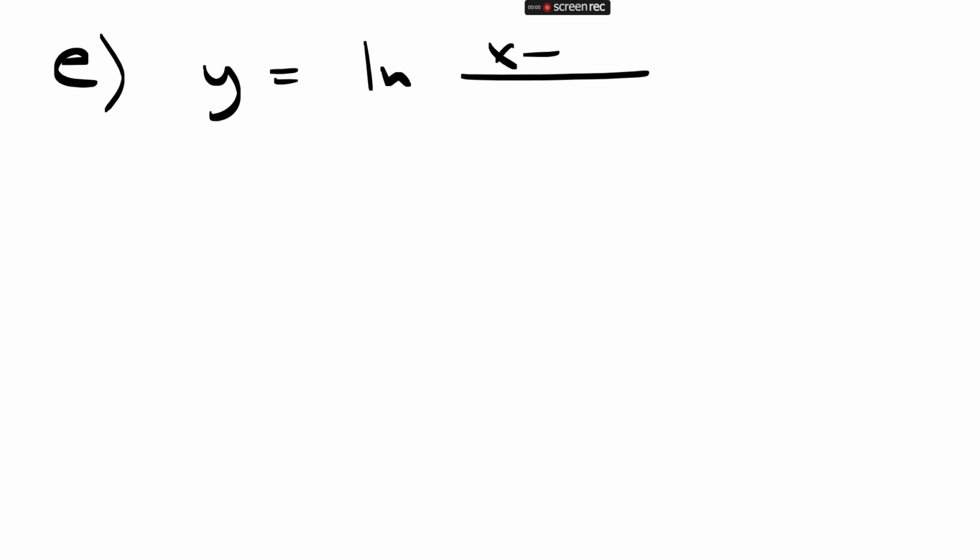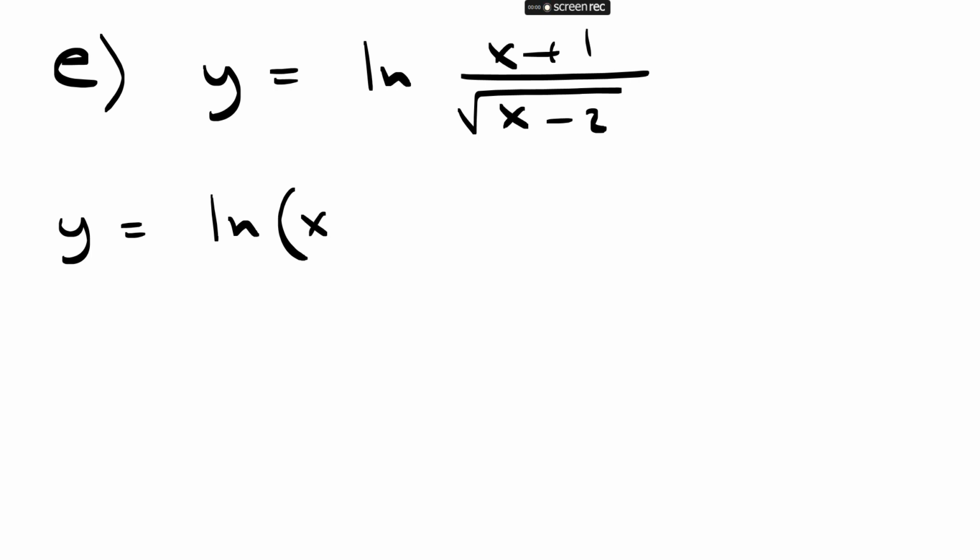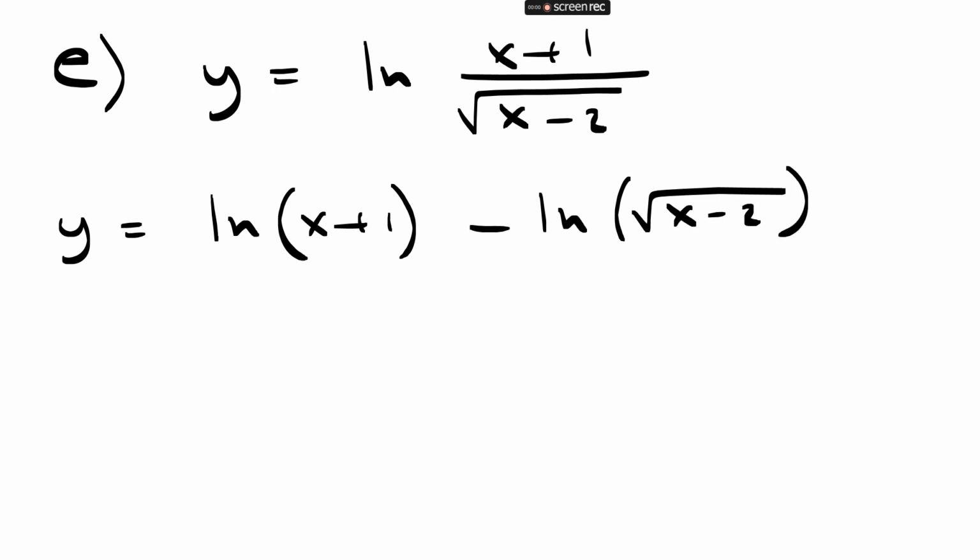Let's do it like this. Last problem, same exact one. I see a little quotient rule right here. So if I do this, y is equal to ln of x plus 1 minus, sign, is that right? Minus ln of the square root of x minus 2. Oh, you know what? I can simplify that even some more. Hold on, look at this.